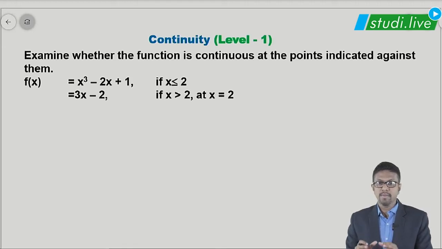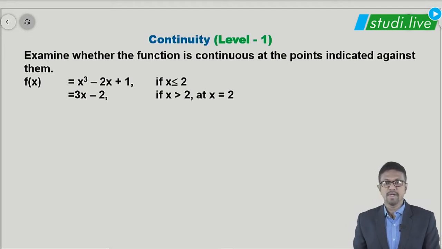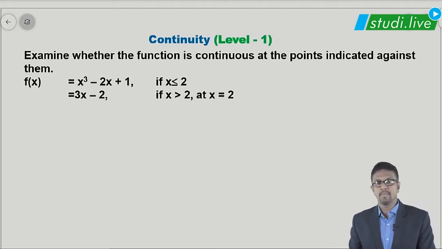Of course at the point 2 we will have to check whether the function is continuous or not, because before 2 it is a cubic function throughout, so it is definitely continuous, and after 2 it is a linear function which is of course unbroken, so that is also continuous. So what happens at 2? Let us find the left hand limit and right hand limit in this case.